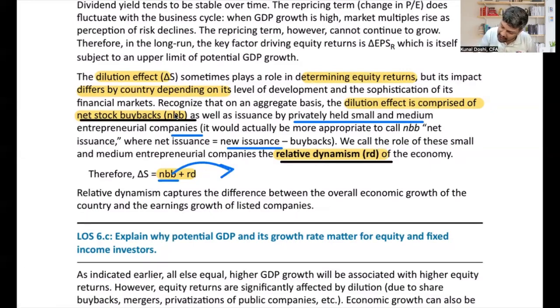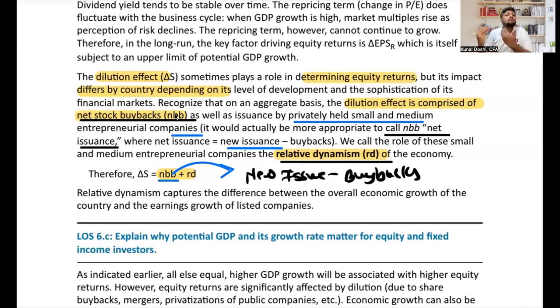It would be actually more appropriate to call NBB net issuance, where net issuance is new issuance minus buyback. So I'll write new issuance minus buybacks. So guys, tell me if the company issues more shares. If I issue more shares, then the change in S will be positive. The change in S will go up.